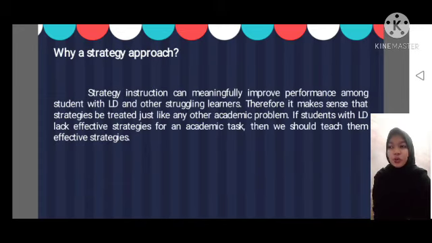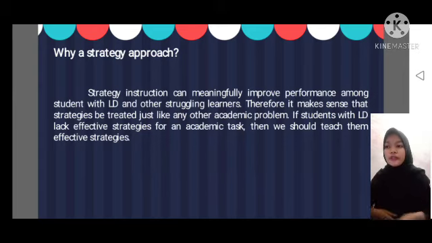Okay, next is why a strategy approach. Strategy instruction can meaningfully improve performance among students with LD and other struggling learners. Therefore, it makes sense that strategies be treated just like any other academic problems. If students with LD lack effective strategies for an academic task, then we should teach them effective strategies.